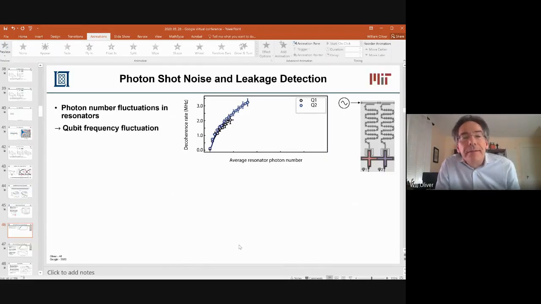So to see that, this is basically protected against photon shot noise. And then I'll talk about leakage detection in a moment.